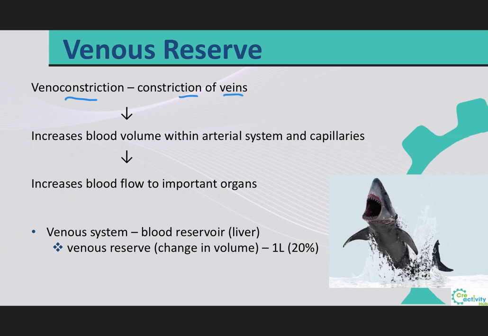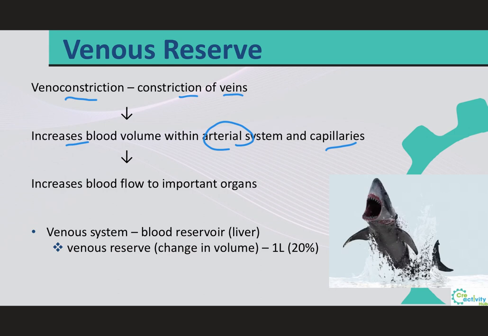And this reduces the volume of the blood within the venous system, right? So if you're constricting, then there's less blood circulating, and therefore you're reducing the volume of blood. So this will reduce the volume of blood in the venous system. Therefore, it increases the volume within the arterial system and the capillaries. And reducing the amount of blood in the venous system maintains the blood volume within the arterial system at near normal levels despite the significant blood loss when you have, for example, a shark bite.